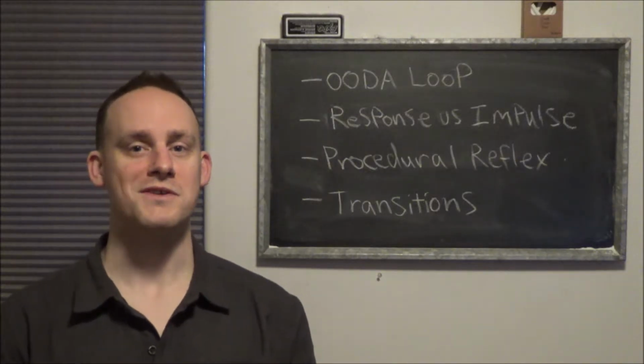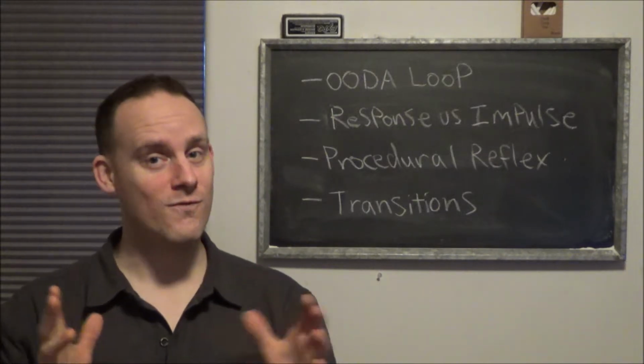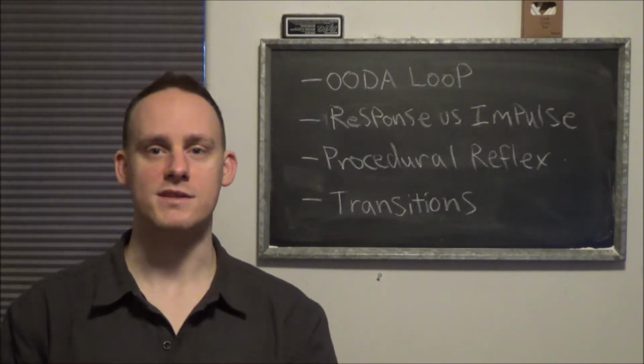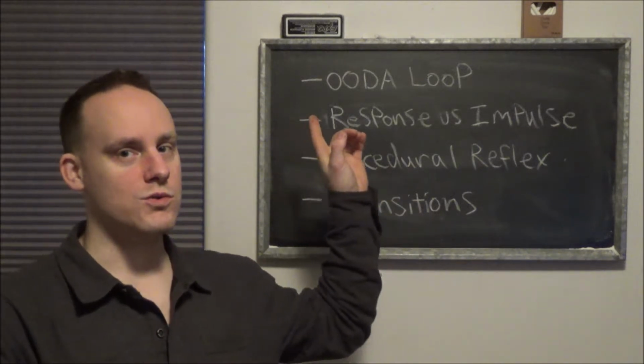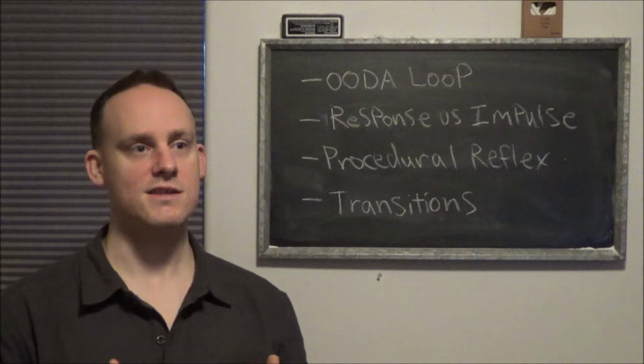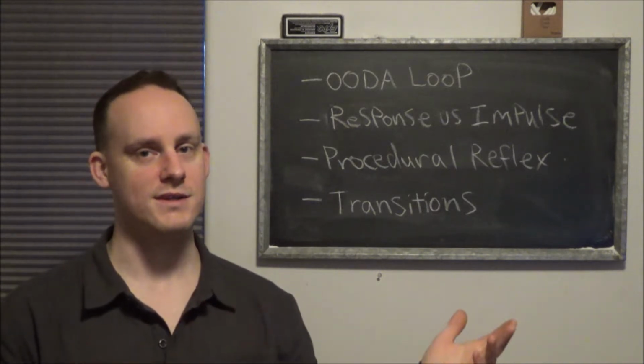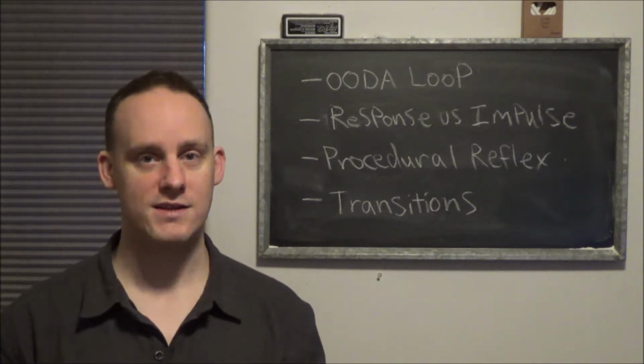In this video, I want to talk to you guys about how to shoot fast enough to matter, or at least the components that are involved in this. So, with that said, first thing I want to talk about is the OODA loop, and this is going to have an effect throughout the entire process of shooting fast enough to matter.